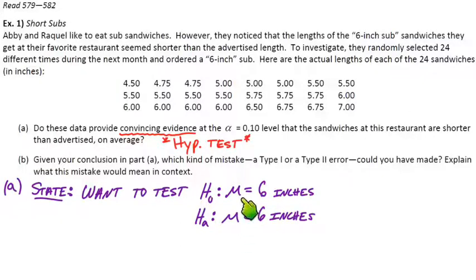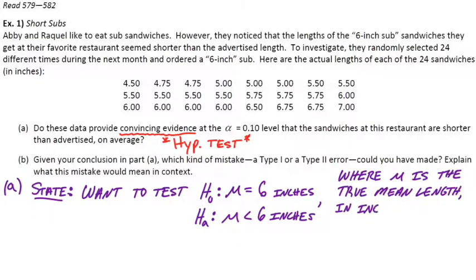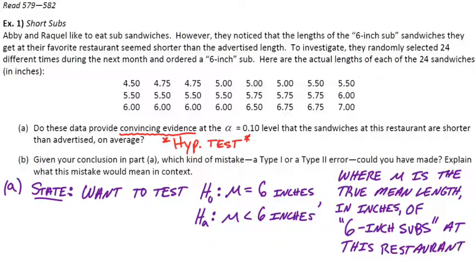The first one being, what exactly is mu here, right? We have to describe that. We have to say what it is in context. So mu is going to be the true mean length measured in inches for what this restaurant calls a, quote, 6-inch sub. And we'll just have to see about that.